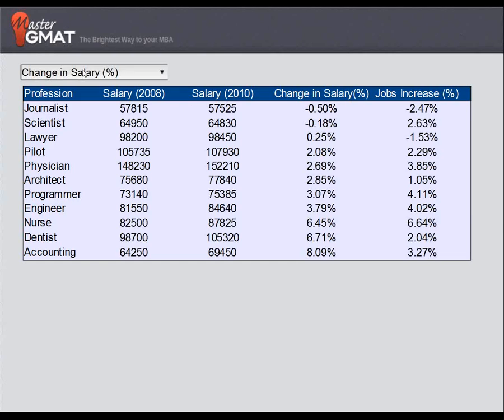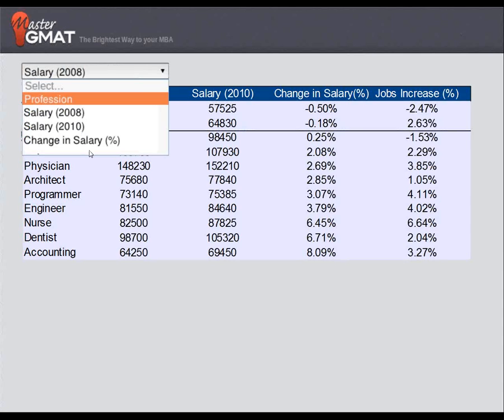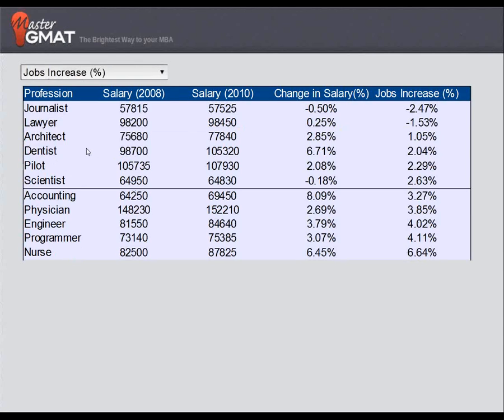We can actually go and sort to our heart's content. So let's do so. Let's have some fun. Let's sort by jobs increase now. And again, instantly sorted. So we can check out which jobs increased the most quickly in the last 2 years. Okay, so I see nursing and programming were the fastest growing jobs in the last 2 years.